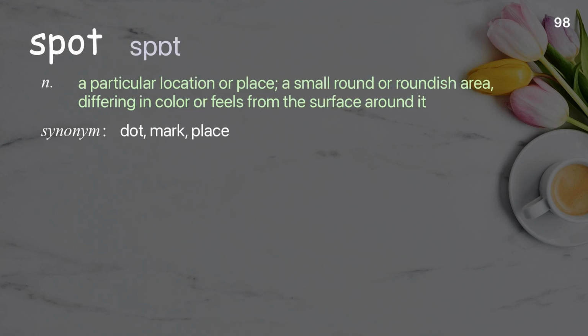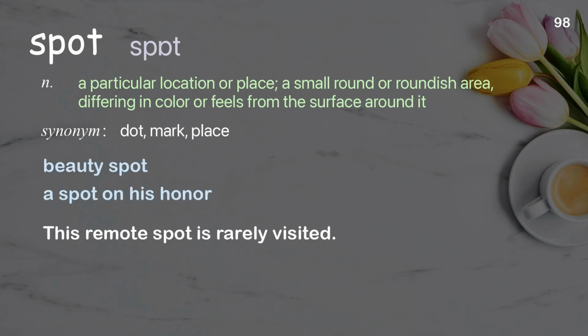Spot: a particular location or place; a small round or roundish area, differing in color or feel from the surface around it. Examples: Beauty spot. A spot on his honor. This remote spot is rarely visited.